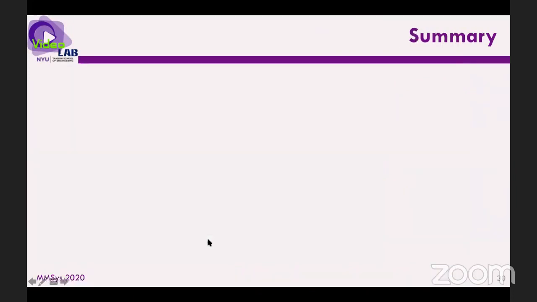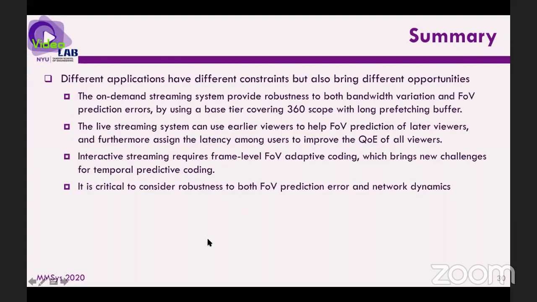So now let me summarize what I have talked about. As we can see, different applications have different constraints, but they also bring different opportunities. For on-demand streaming, because users tolerate a long delay, we can use a base tier that covers the entire 360 scope and use a long prefetching buffer to provide robustness to both bandwidth variation and FOV prediction error.